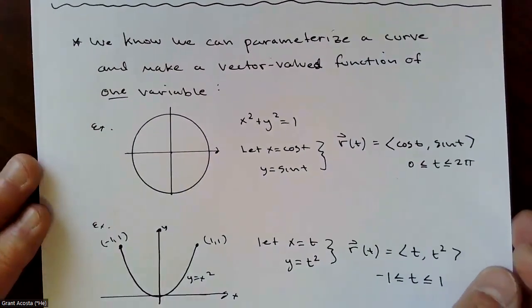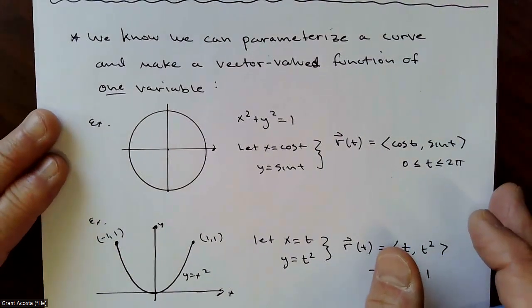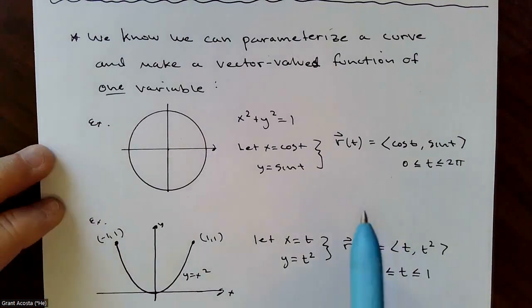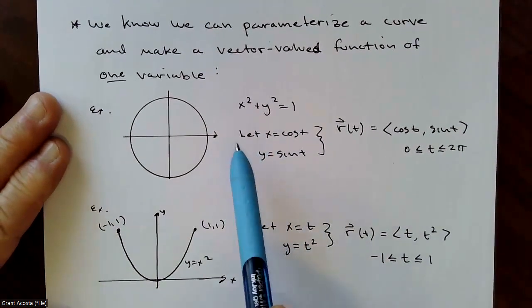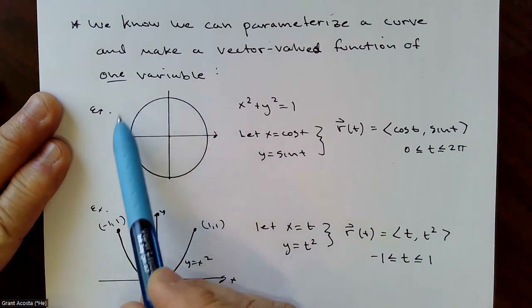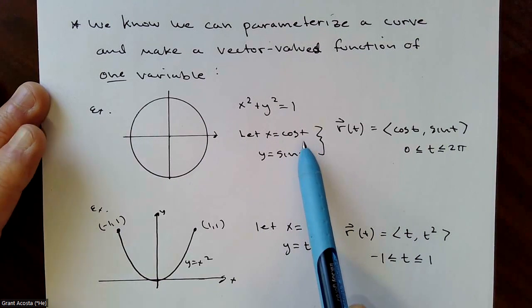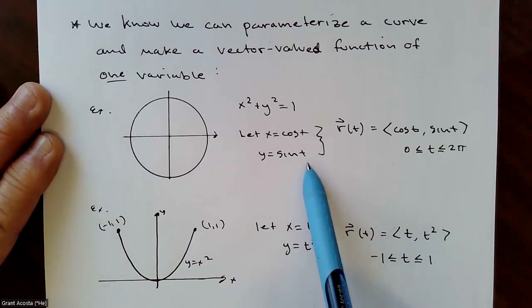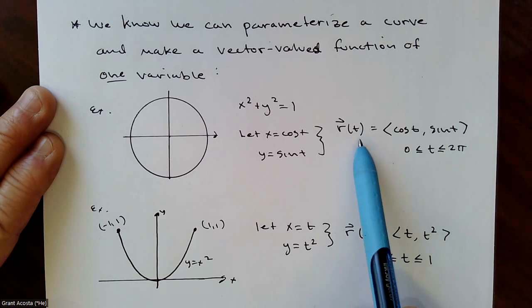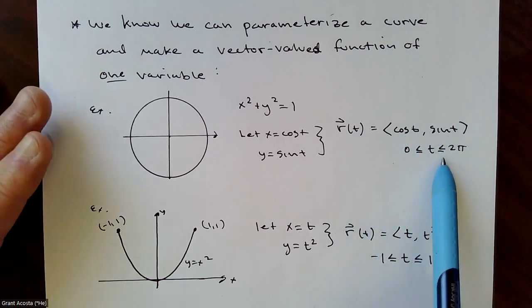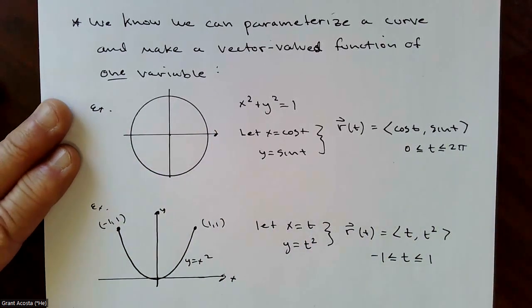So to set this up, recall at this point, we know how to parameterize a curve in 3D space, usually with a vector valued function of just one variable. Some common examples we've seen: a circle is a curve, x squared plus y squared equals 1. We saw that we could parameterize that by letting x be cosine of t, y be sine of t. So we can think of it as a vector valued function of cosine t, sine t, having t go from 0 to 2 pi, which traces out the curve.